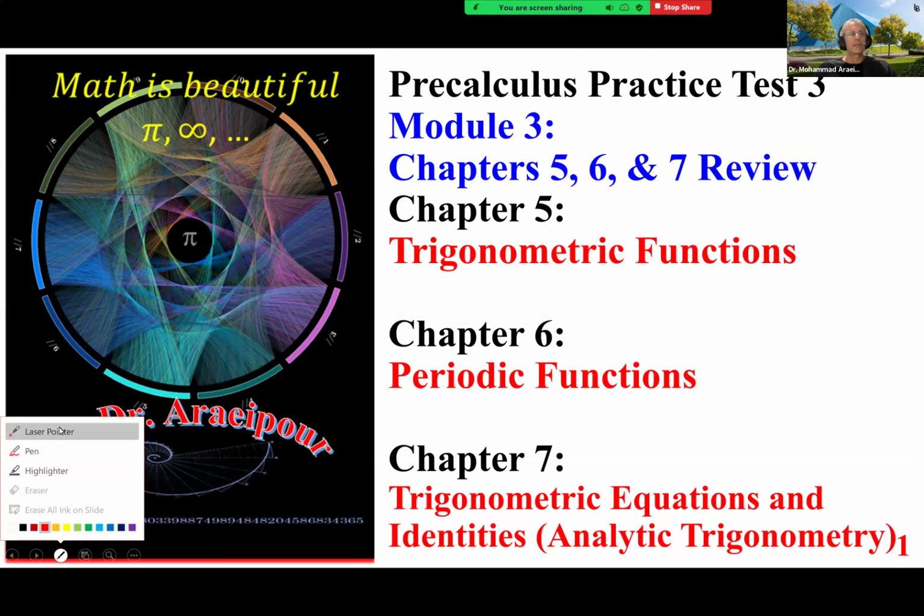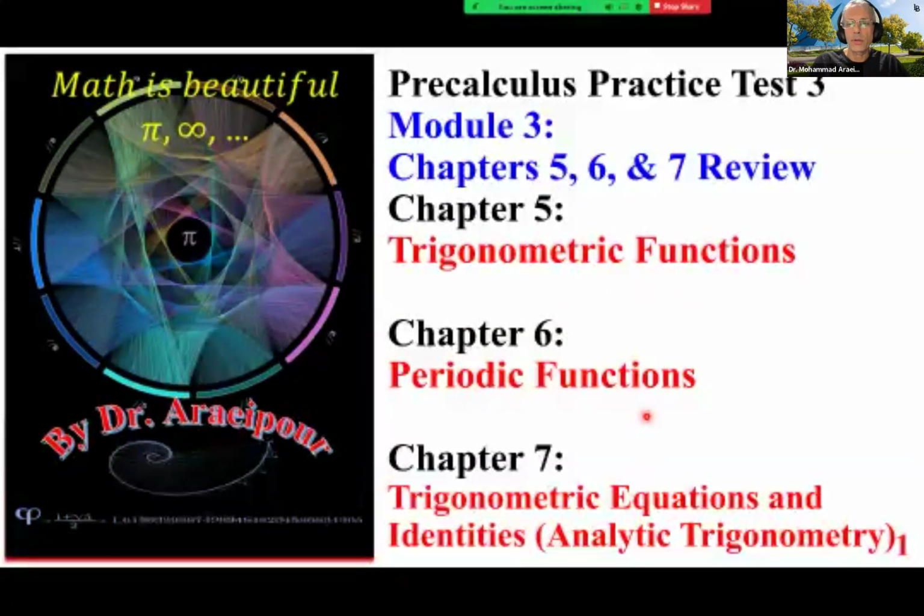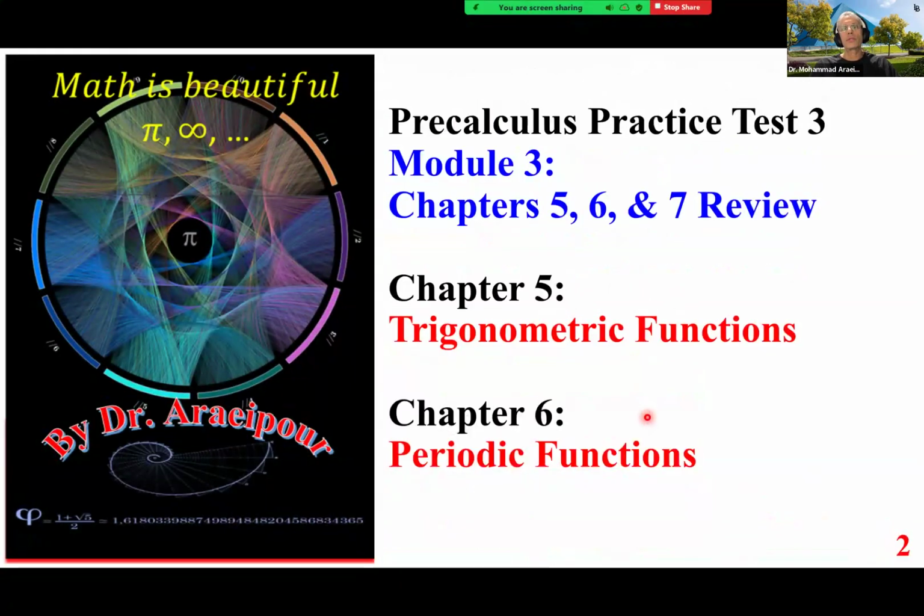Good afternoon, class. We are looking at Module 3, practice test covering chapters 5, 6, 7. Chapter 5, trigonometric functions. Chapter 6, periodic functions. Chapter 7, trigonometric equations and identities, also known as analytic trigonometry. So here's chapters 5 and 6, trigonometric functions and periodic functions.